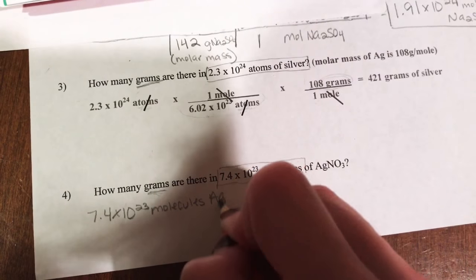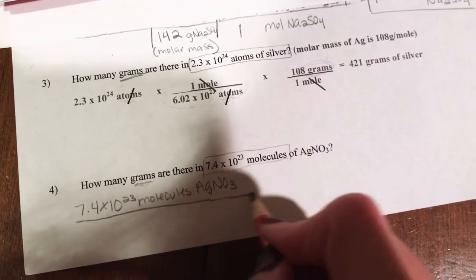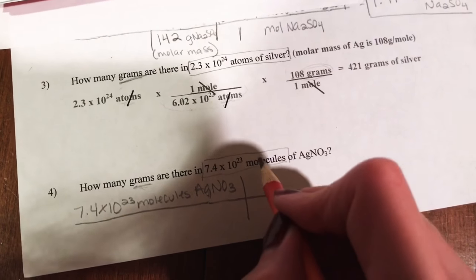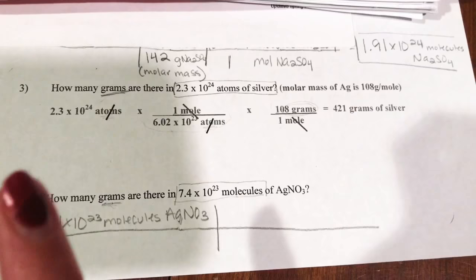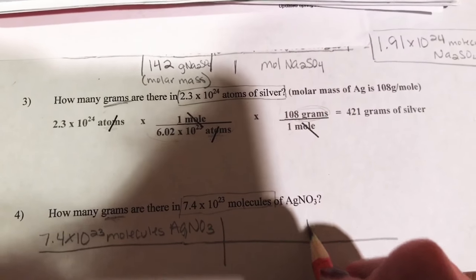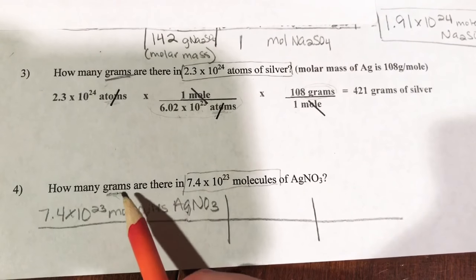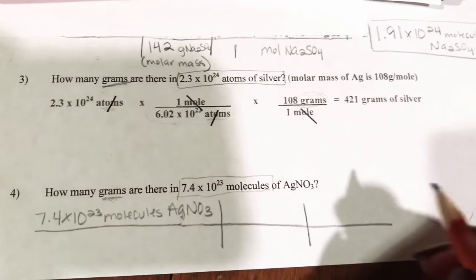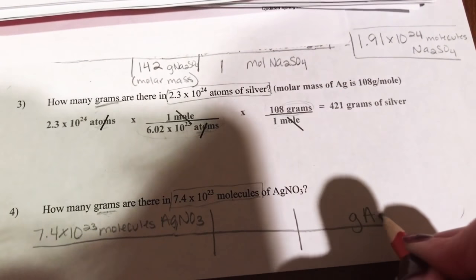of AgNO3. I'm going to go ahead and draw my little framework. And I know since I'm going from molecules to grams, and I don't have one conversion factor that allows me to do that, it's going to be a two-step problem. So I'm going to go ahead and write 2 lines here. Okay. Ultimately, I'm trying to get to grams of AgNO3, so we're going to go ahead and just write that in our top right-hand corner. Grams of AgNO3.